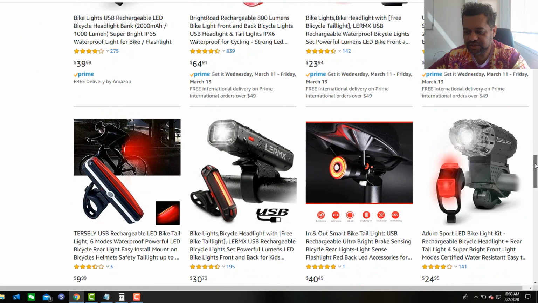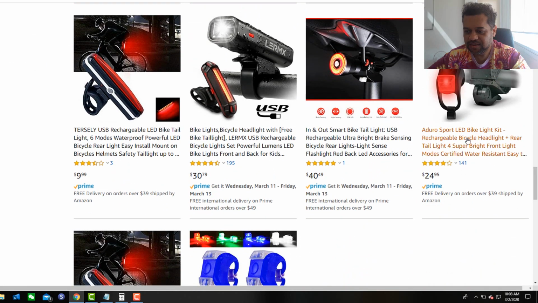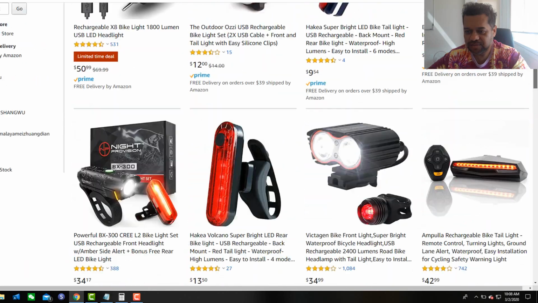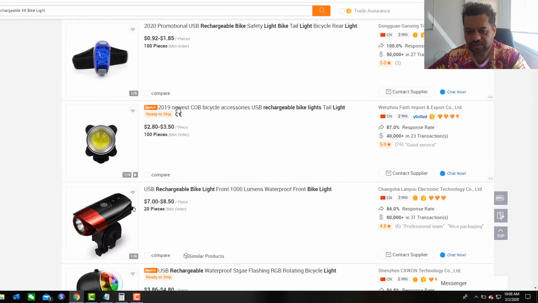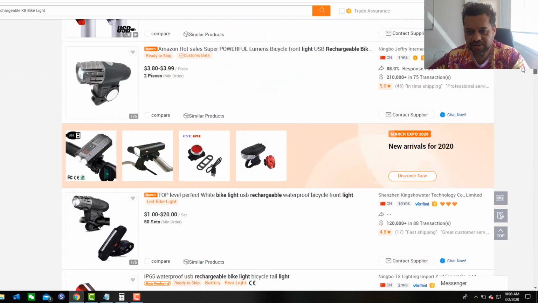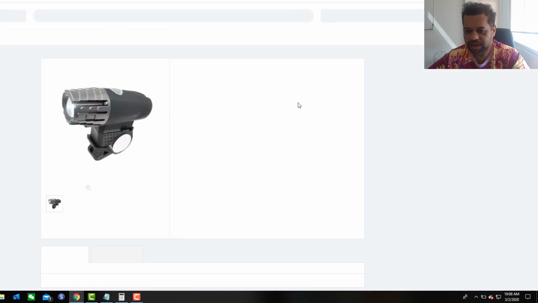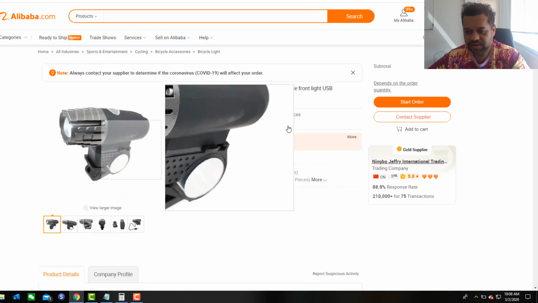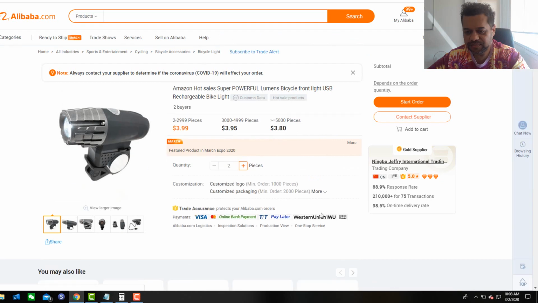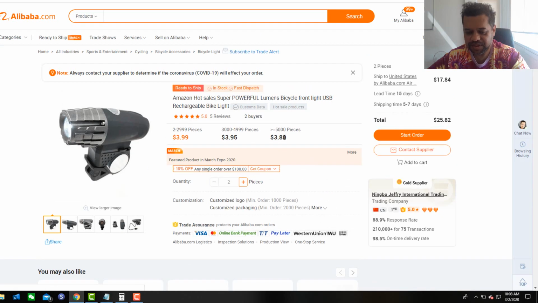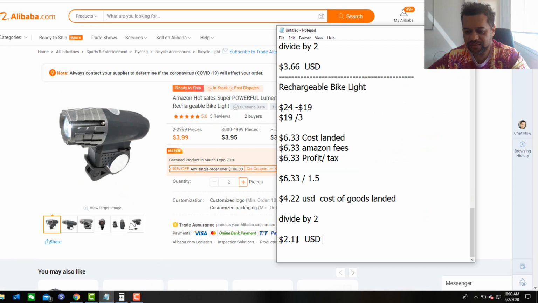If we go back here and just see this one here, it's $24. Let me find it. There, that one there is for $3.80. So we could possibly do this one, but there's not much profit in it. Even if we bought like 5,000 pieces, the price is not going to be much less. It's $3.80, so we're way out of our price.